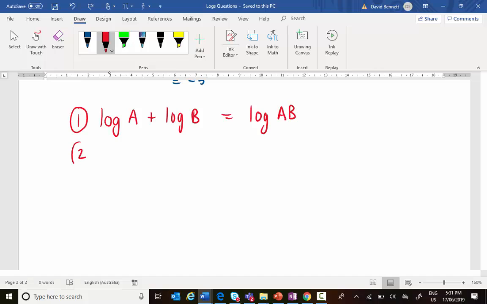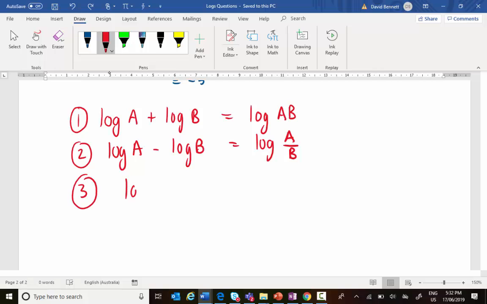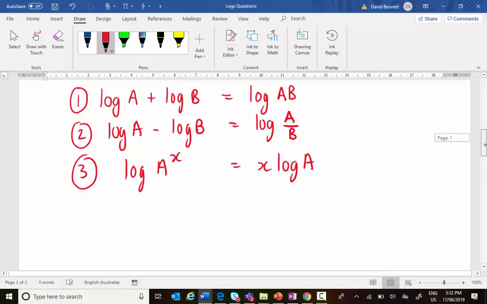The second rule that we've got is we might have log of A take log of B. Then our rule there, not dissimilar to lots of indices ones, is that it's going to be log of A on B. That's going to simplify things for us. And the third law that we're going to have is log of A to the power of X. That's going to be equal to X log A. Now if we use these laws, then we're going to be able to simplify things quite well when we have some questions posed to us.